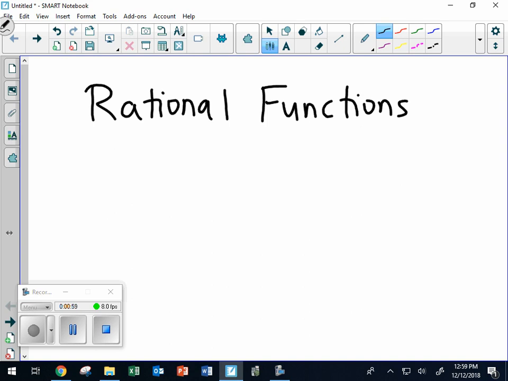Excellent. Okay, rational functions. Sounds intimidating. Here's what a rational function is. You take a polynomial. Who can give me an example of what a polynomial is? Somebody shout out an example. I'll give you a hint. It's what you just took a test on.